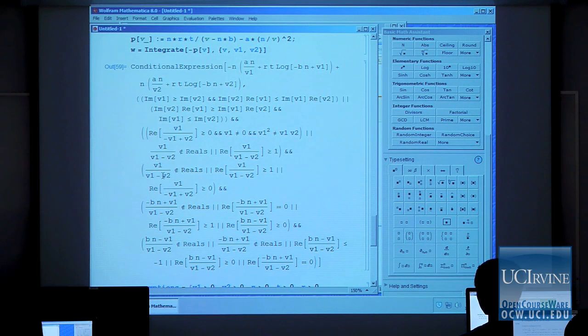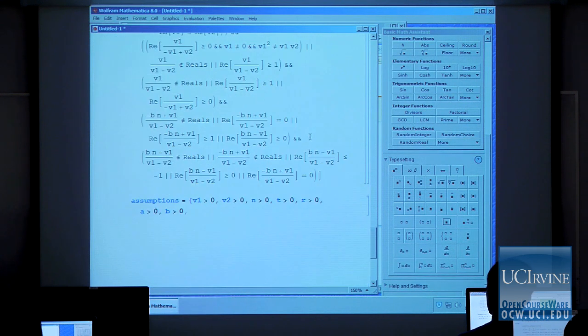All right, so we can say that we know that V1 is greater than N times B, and we also know that V2 is greater than N times B. All right? So let's try that. It never hurts to say everything you know about your parameters when you're doing integration in Mathematica.